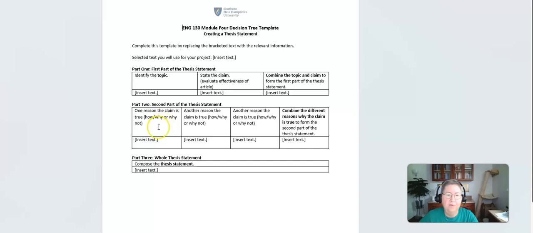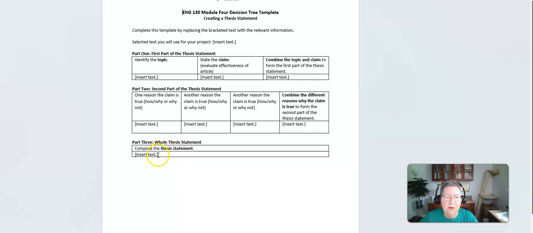Part 2, one reason why the claim is true, how, why, or why not. And in just a second, we're going to look at a sample thesis statement, as well as talk about where you're going to come up with the information for the claims. Notice that there are 3 boxes here where you're going to come up with 3 reasons that support the claim. I'm going to list those in the insert text parts. And then you're going to combine those different reasons, and that will become the second part of the thesis. But you don't have to write the entire thesis till part 3 when you write the entire thesis in the insert text box. So that's that one.